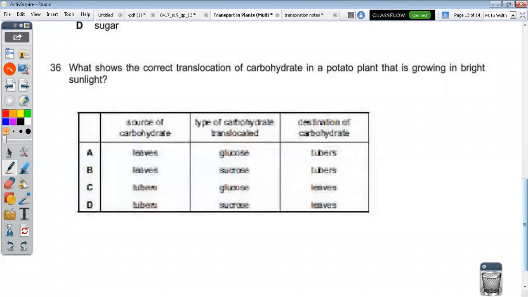Which shows the correct translocation of carbohydrates in a potato plant that is growing in bright sunlight? Source of carbohydrates. Carbohydrate is manufactured in the leaves. The type translocated is sucrose, not glucose. Glucose is not translocated. We talk of amino acids and sucrose. Clear? So it means B is the answer.